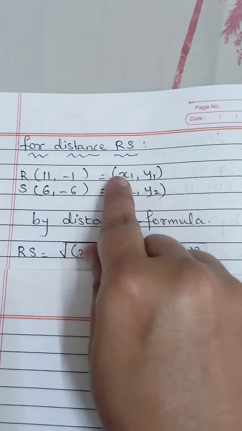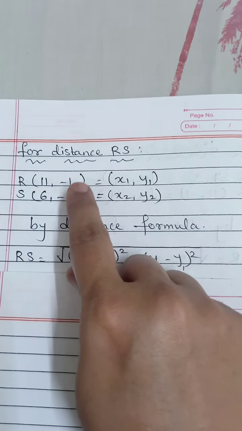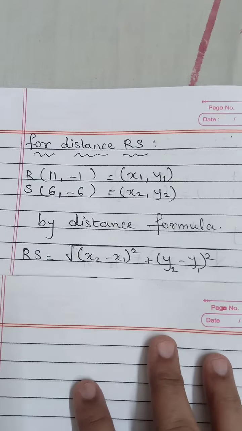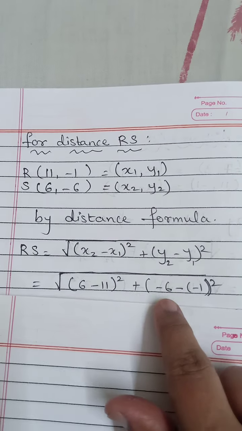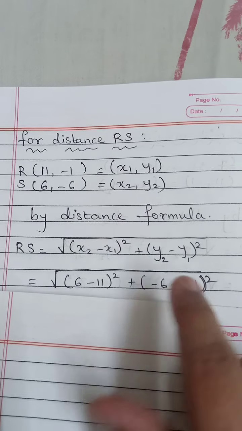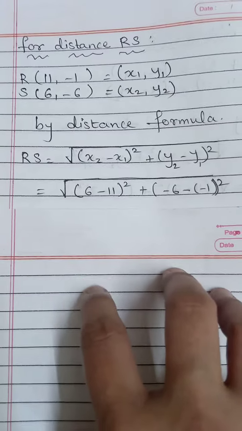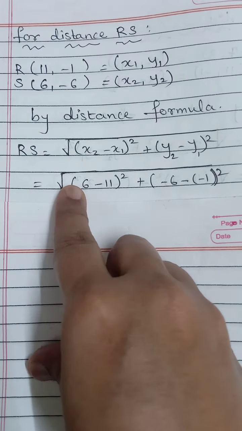So x2 is 6, x1 is 11, y2 is minus 6, y1 is minus 1. So all these values we will apply. So 6 minus 11, y2 is minus 6, middle minus sign, y1 is minus 1, so I have taken it in brackets. Now plus minus, before 6 nothing is there, that means plus.